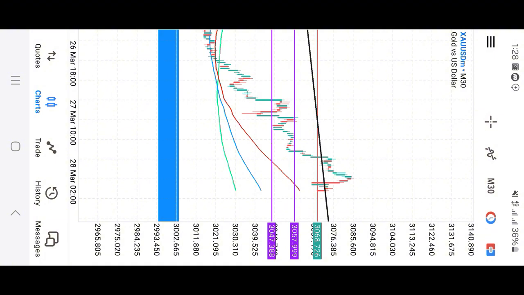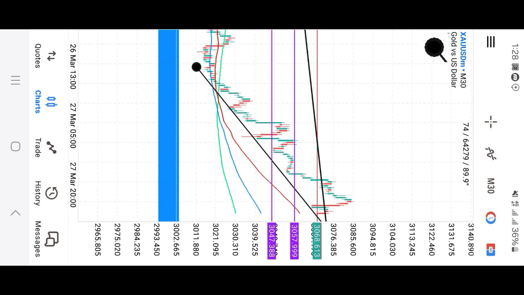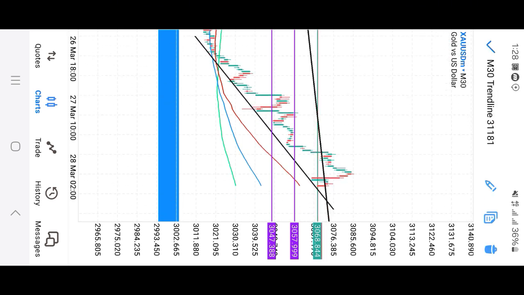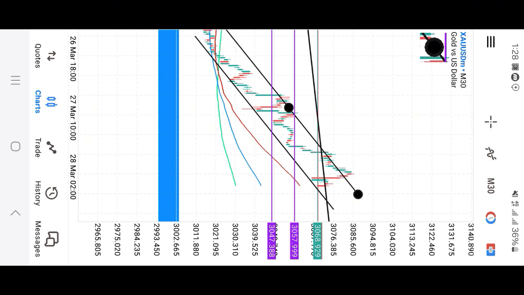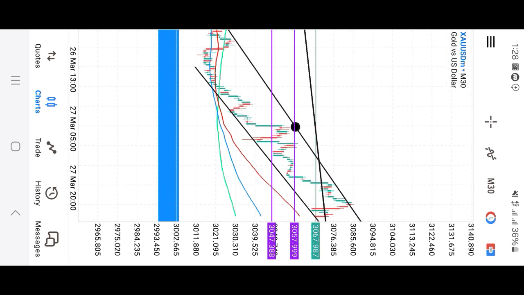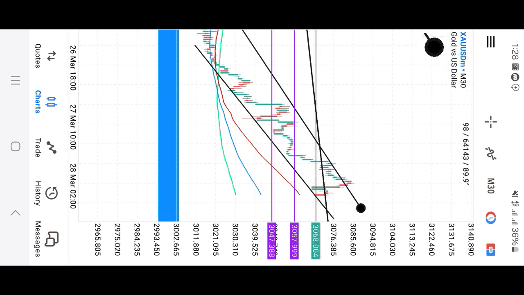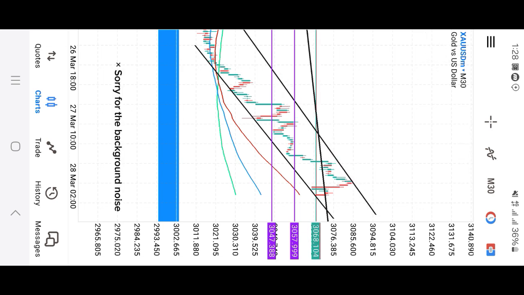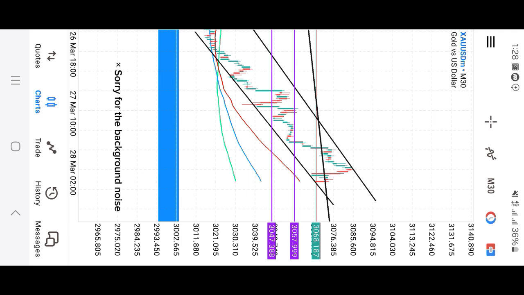When we came to 30 minutes, I'm seeing like this trend line. Price may go up, we don't know, or it may break down. So in 30 minutes, I'm seeing bearish. My bias is bearish now. If it breaks, let me pull up.